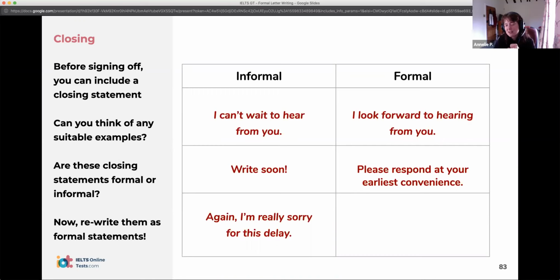And apologizing for a delay. Okay, that's very nice. Your speedy response, rapid response, or prompt response is really appreciated. Okay, very nice, Kikaloma. Please accept my sincere apologies for the delay. Very good collocation there, sincere apologies, very nice. Okay, so again, we could say once again, I would like to apologize for this delay. Okay, so you've got options there for your informal letters, and you've also got options there for your formal letters.